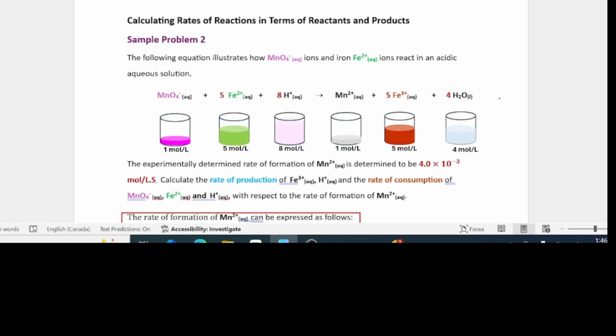Consider the following reaction, where permanganate ions are reacted with iron 2 ions in the presence of an acid to produce manganese 2 plus ions, iron 3 plus, and water. Measuring the rate of this reaction can be with regards to any one of these three reactants here, or any one of these three products.